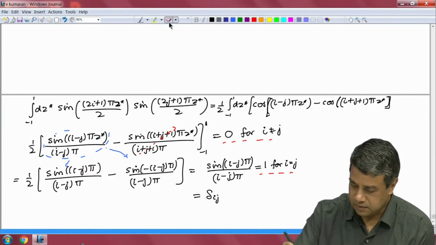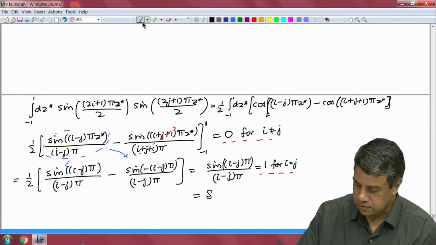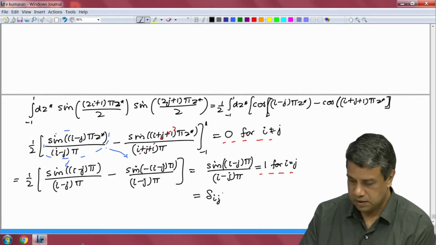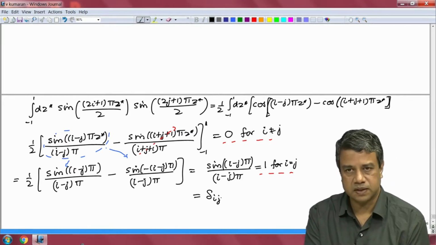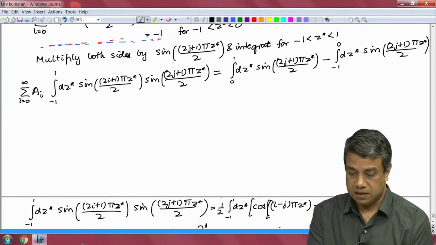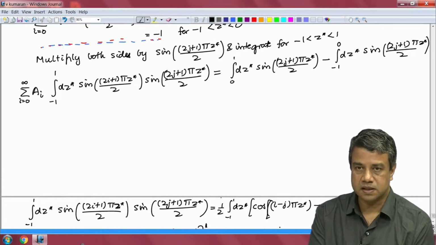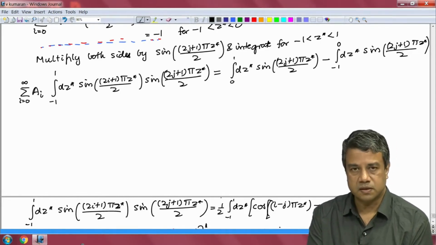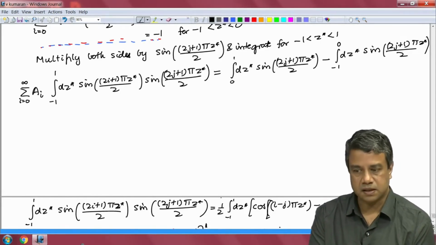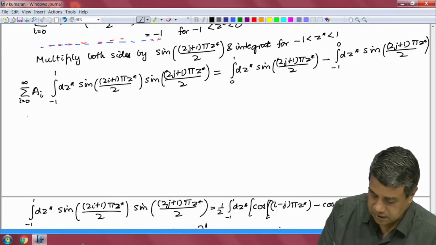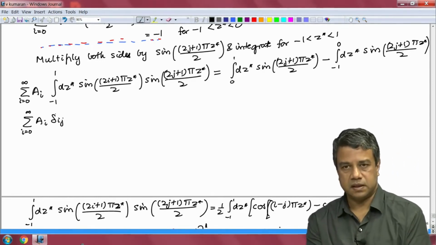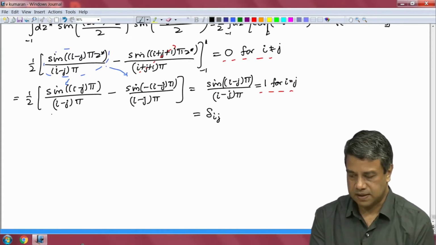The Kronecker delta that we had seen earlier, it is equal to 1 when i is equal to j, and it is equal to 0 when i is not equal to j. So, once again, this product is non-zero only when i is equal to j, otherwise it is equal to 0. Therefore, on the left side I will get sigma i is equal to 0 to infinity a_i times delta ij.